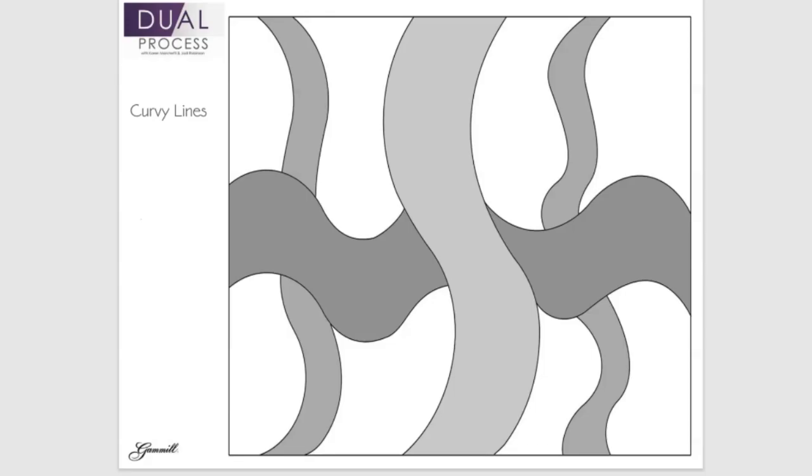This time on Dual Process, Jody Robinson and I are working on a Curvy Lines quilt. So it's got a bunch of appliques, going in different directions. Looks really cool. So I can't wait to get started. I'm sure you have a printable. If not, go grab your printable and follow along with us.